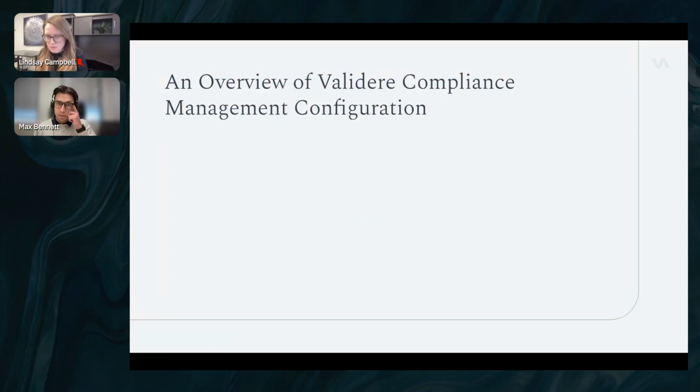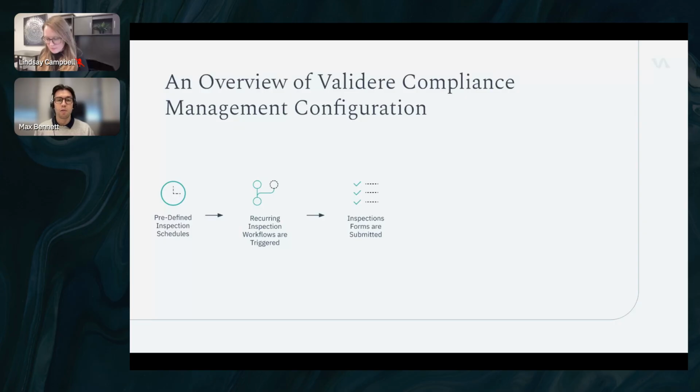So to lay out what this compliance management configuration looks like in a bit more of a visual manner, it starts with a set of customized and predefined inspection schedules. And these are going to trigger a set of recurring inspection workflows based on some predefined cadence. And as part of these inspection workflows, a set of forms are required to be submitted, which outline all the details of those inspections. And then based on the submissions to those forms, one or more corrective actions can possibly be triggered if any issues or leaks are identified.